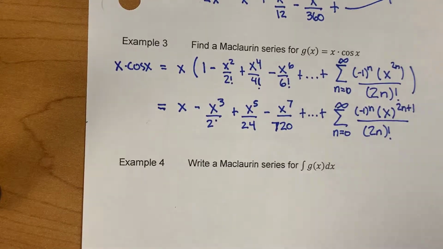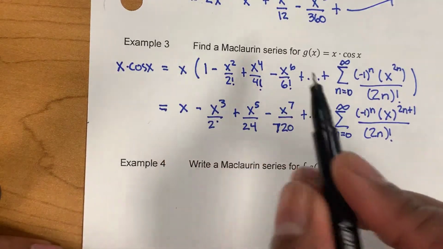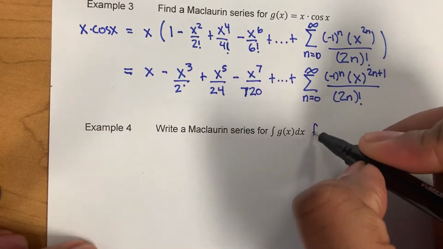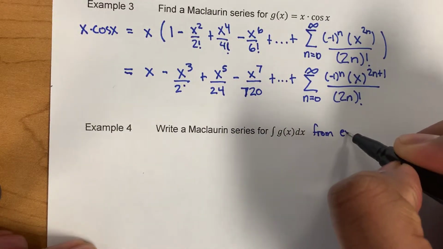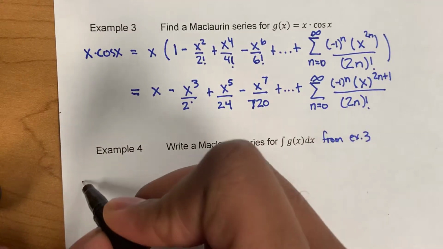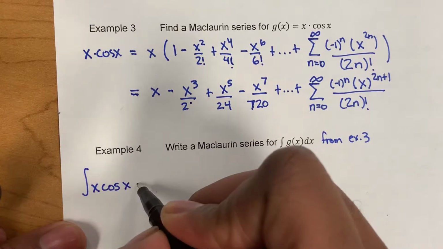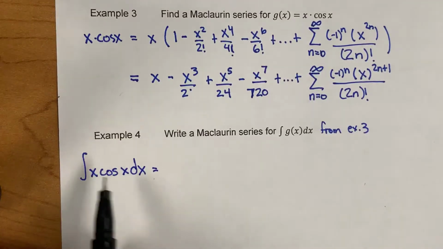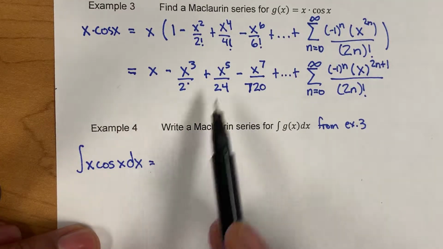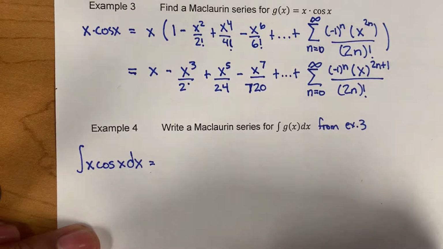So, for example 4, we are to integrate this entire series from example 3. So we're going to have the integral of x cosine x, which is a problem we could solve using integration by parts. But in terms of a Taylor expansion, this is going to be easy enough, where we're going to integrate by adding 1 to the exponent, dividing by the new exponent.